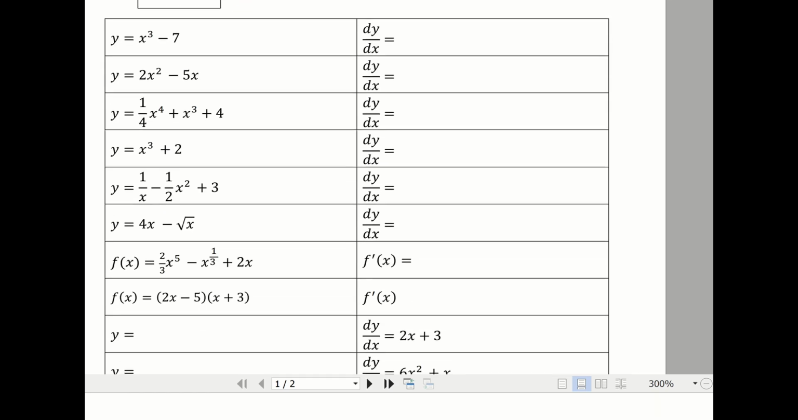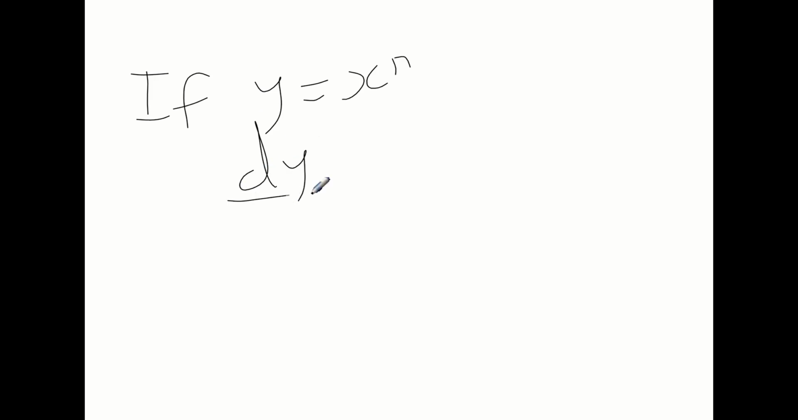We're simply using a rule that we've learned previously, that if y equals x to the n, then dy by dx is n x to the n minus 1. We bring the power down, we subtract 1 from the power. We've shown that using first principles differentiation. We're not interested in doing that right now, we just want to use this rule.